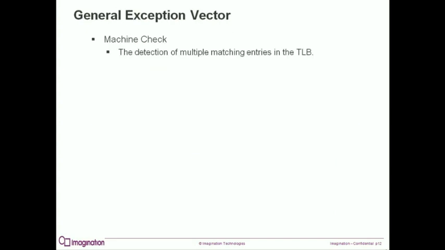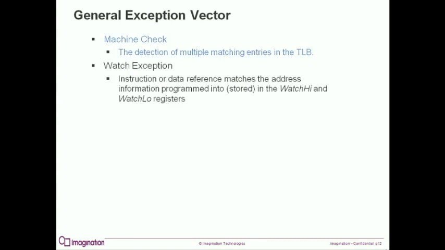More detail on the TLB exceptions is covered in a separate course segment on the TLB. A machine check exception happens when duplicate entries have been written to the TLB. If this occurs, the exception routine needs to read all the TLB entries and overwrite or invalidate the duplicate entries.